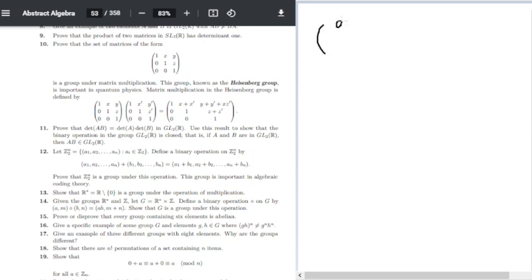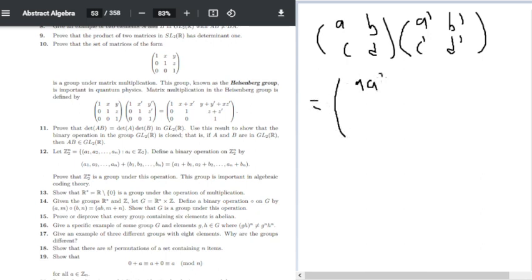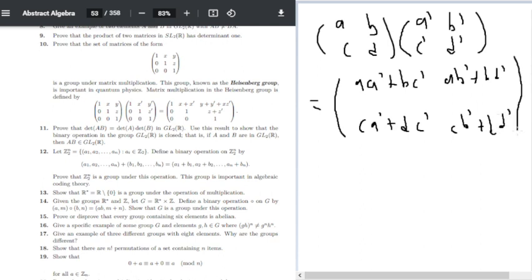Okay, so suppose that A, B, C, D times A prime, B prime, C prime, D prime equals A A prime plus B C prime, A B prime plus B D prime, C A prime plus D C prime, and then C B prime plus D D prime. The determinant of this is A A prime plus B C prime times C B prime plus D D prime.